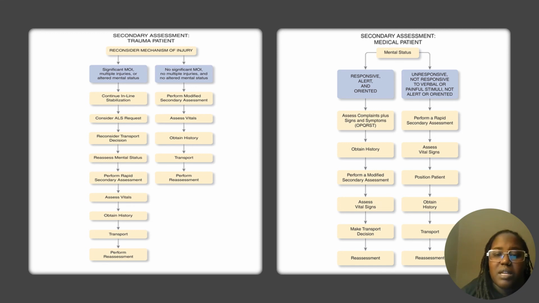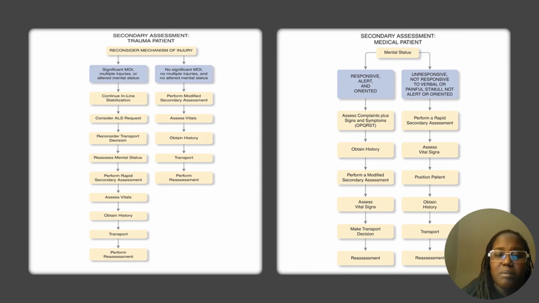For our unresponsive patients or our patients who have altered mental status, we're going to perform a rapid secondary assessment. So again, we're still going to do that head to toe assessment using that systematic approach and do a good assessment of these patients because they can't tell us what's going on with them. So we have to look for the clues in their body to tell us what's going on with them. We're going to assess their vital signs.